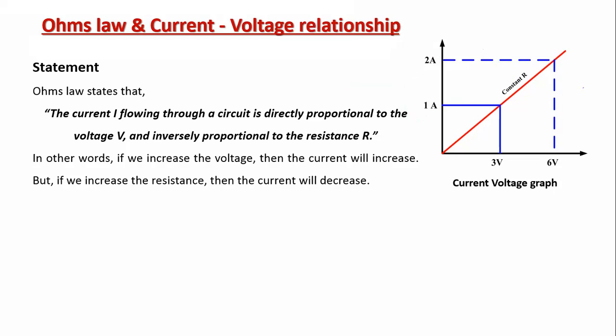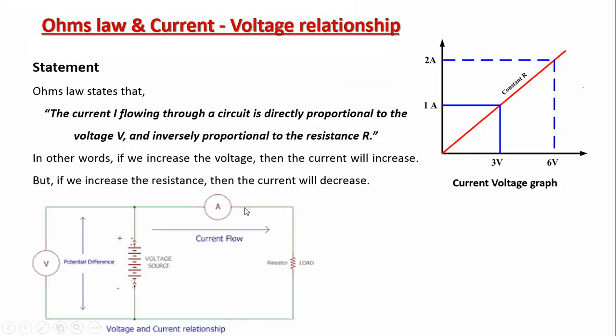So this is the linear relationship between the voltage and current defined by Ohm. Here is a circuit diagram in which we are showing you only two components in basic. The one is the voltage source.